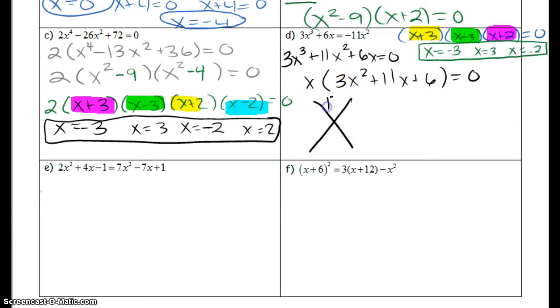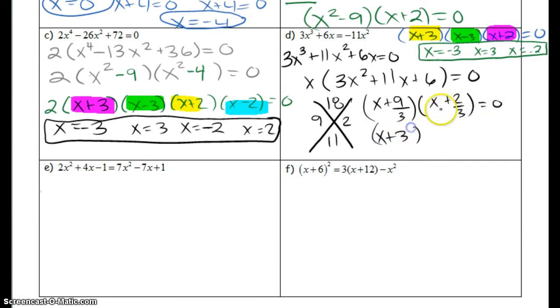So 3 times 6 gives me 18. My b is 11. What numbers are going to multiply to 18 but add to 11? 9 and 2, of course. I have to make sure that I divide both of these by 3 because that's my a value. 9 over 3 gives me 3. 2 over 3 doesn't simplify, so the bottom comes up. 3x plus 2. Don't forget we have this x out front. Leave him out front through all of this.